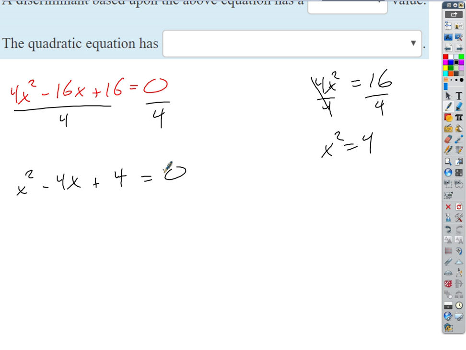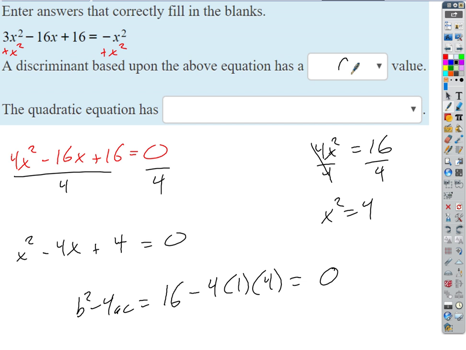So the discriminant then, b squared minus 4ac, is going to be 16 minus 4 times 1 times 4. What's that? 0, so there's 1 real solution. Right? No biggie. Okay, last one.